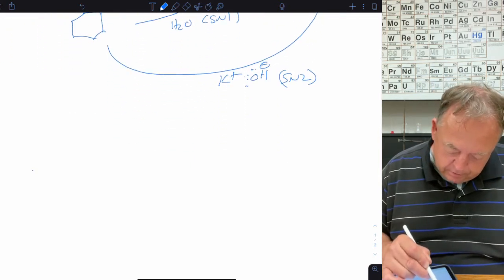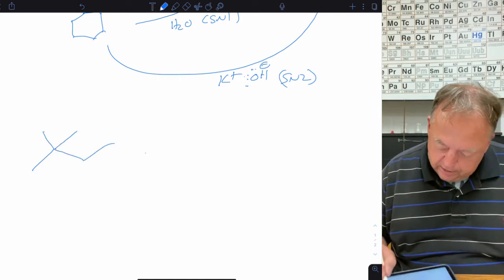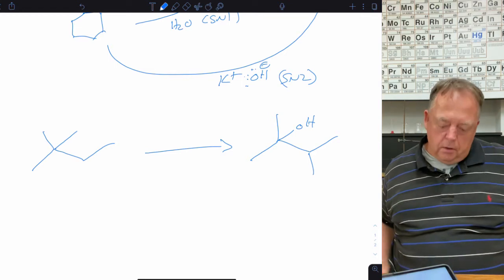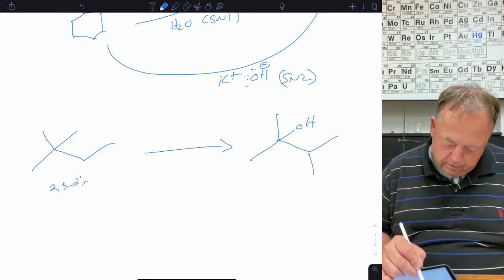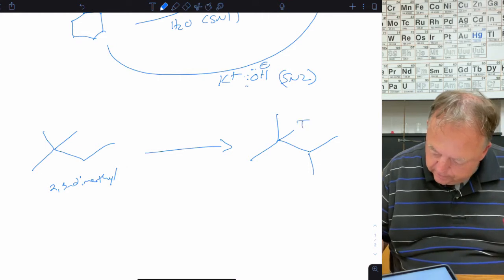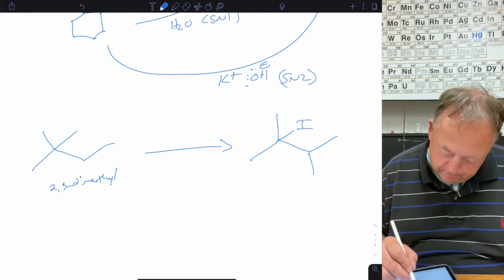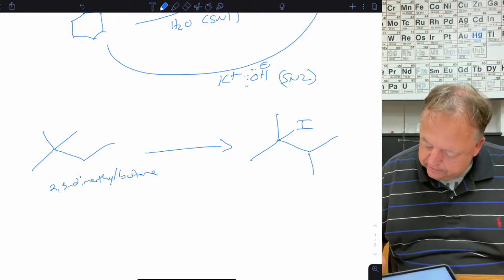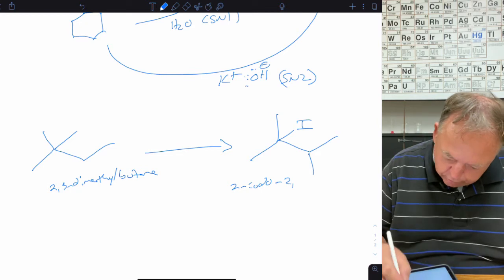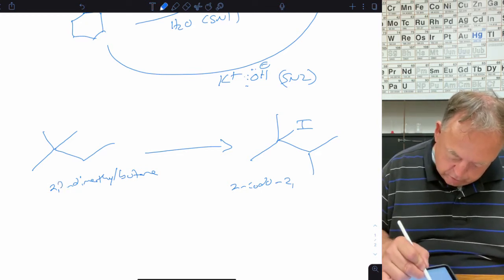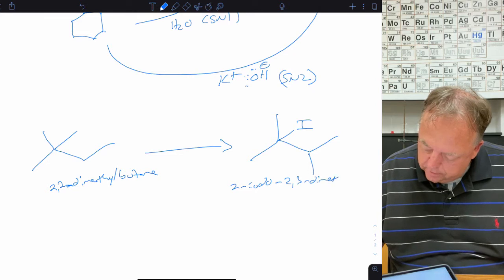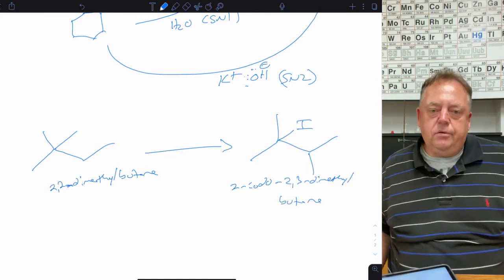Okay, so if we looked at another example, what if we had that and wanted to make that alcohol? So we start with 2,3-dimethyl. Now let's do something different. Let's do something that you know how to name already. So 2,3-dimethylbutane. And you want to synthesize, let's see, 2-iodo, sorry, that's not 2,3-dimethyl, that is 2-dimethyl. And you want to make 2-iodo-2,3-dimethylbutane. So how do you do that?